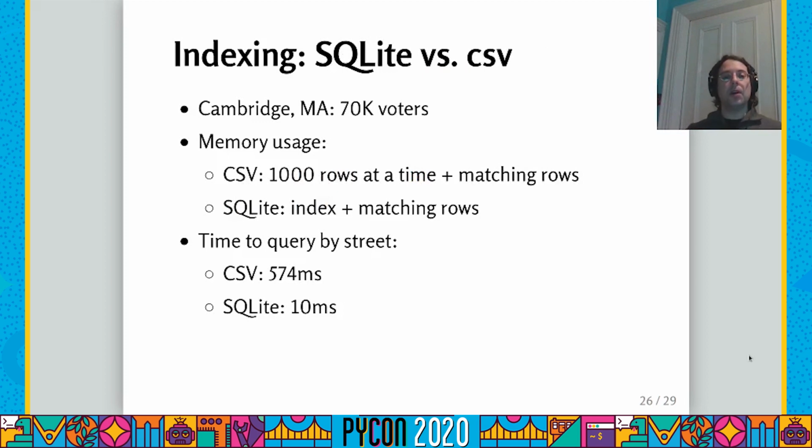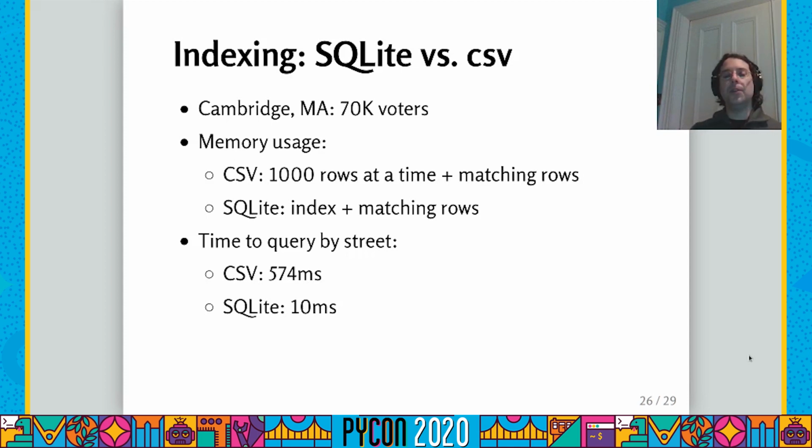So let's see a comparison of these two techniques, the chunking technique where we just load from the CSV and the indexing technique where we have SQLite run an index. And I'm using the voter registration database for Cambridge. It has about 70,000 voters. It's a pretty small number of voters. New York City would have millions.